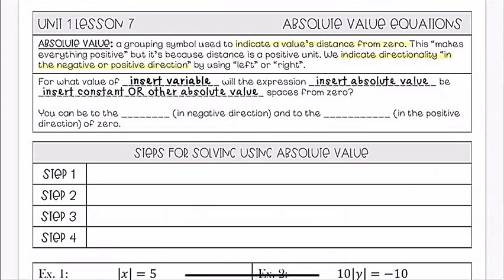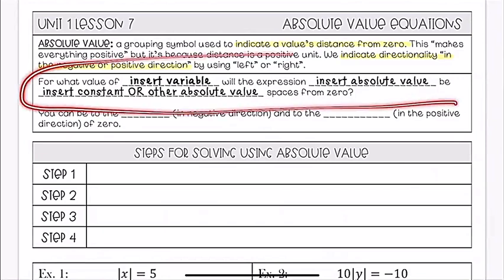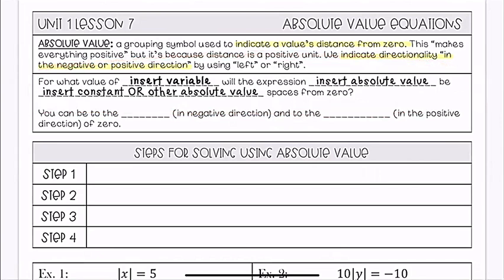Here, right under that, we have for what value of blank, so insert variable, will the expression, insert absolute value, be insert constant or other absolute value spaces from 0? This is the question we're asking ourselves every time we do an absolute value equation. So we're trying to figure out what value of, let's say, x will make whatever we're given, the equation, a specific space from 0. So we're trying to find a distance from 0.